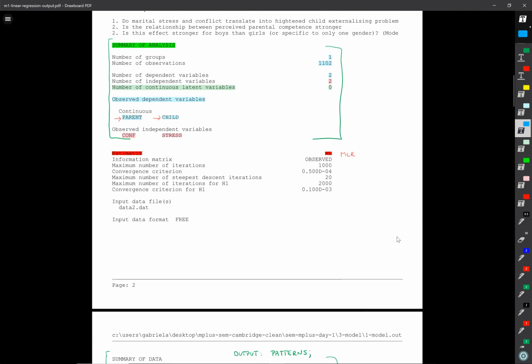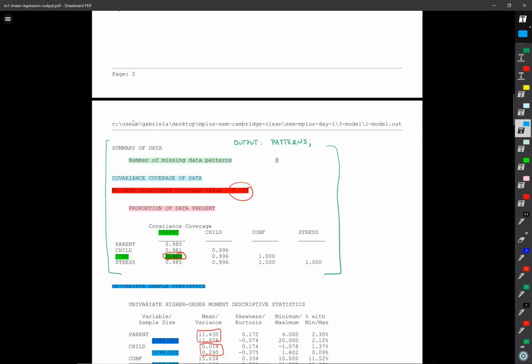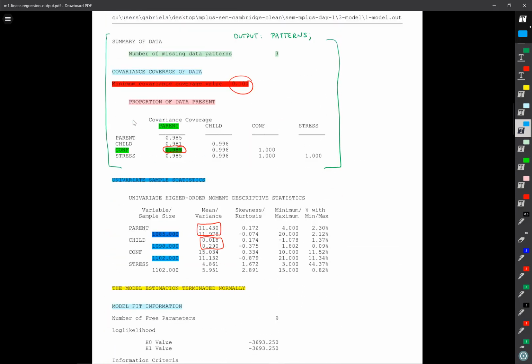Then we had a look at the summary of analysis, and so we had one group with 1,102 people, 2 dependent variables, 2 independent variables, and we noted that mediators are treated as dependent variables. Then we went to the summary of data and looked a little bit at our missing data patterns, so we saw that there is some missingness, which by this point we should have already known.